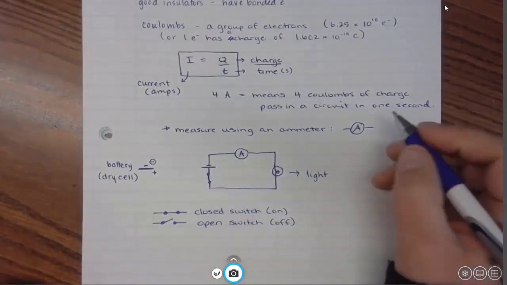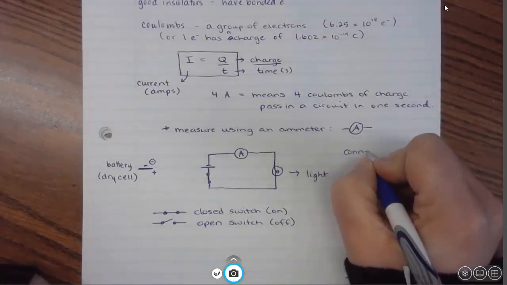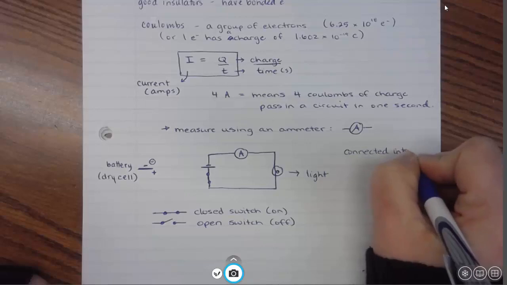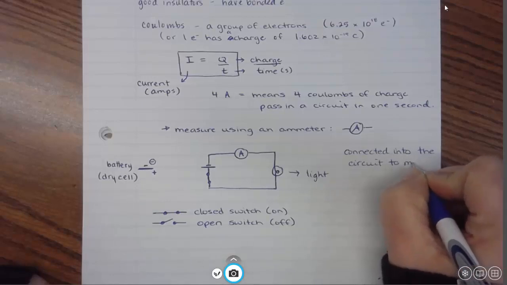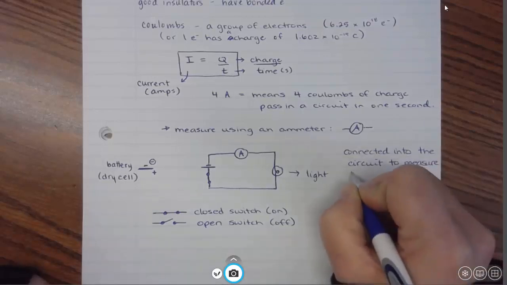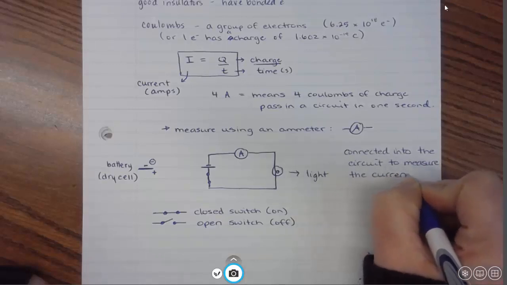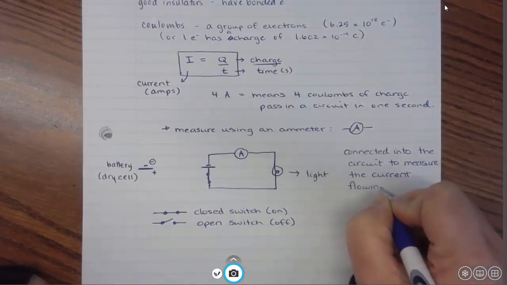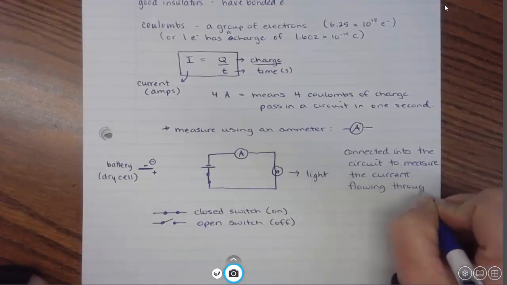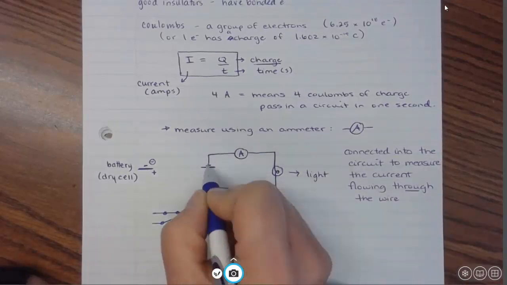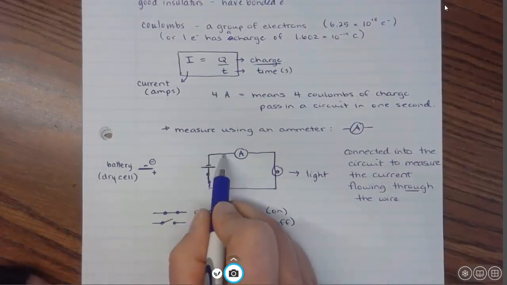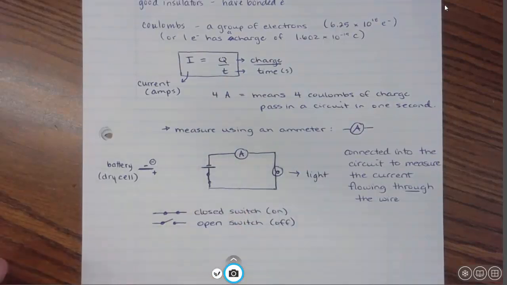And so I have my ammeter. It is connected into the circuit to measure the current flowing through the wire. The current that's flowing from the negative terminal of the battery is going through the ammeter and then continuing through the rest of this circuit. So it's measuring the current flowing through the circuit.